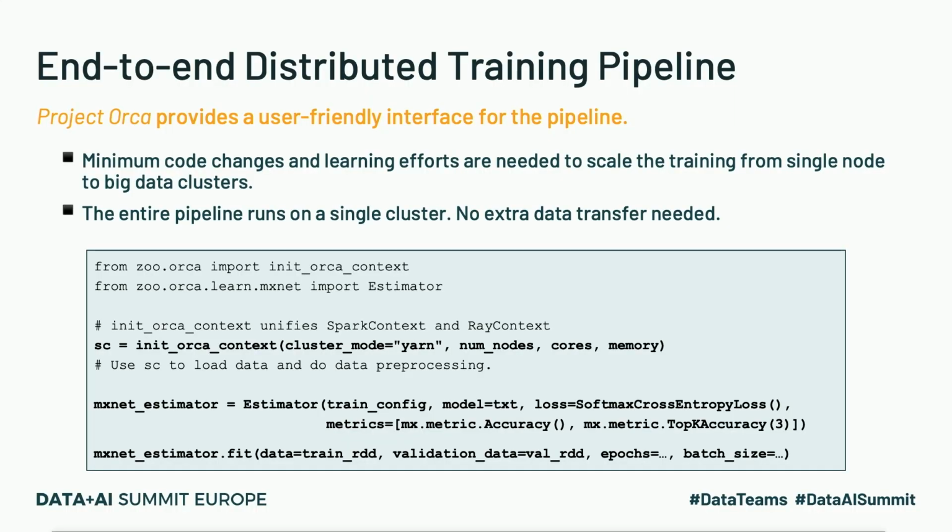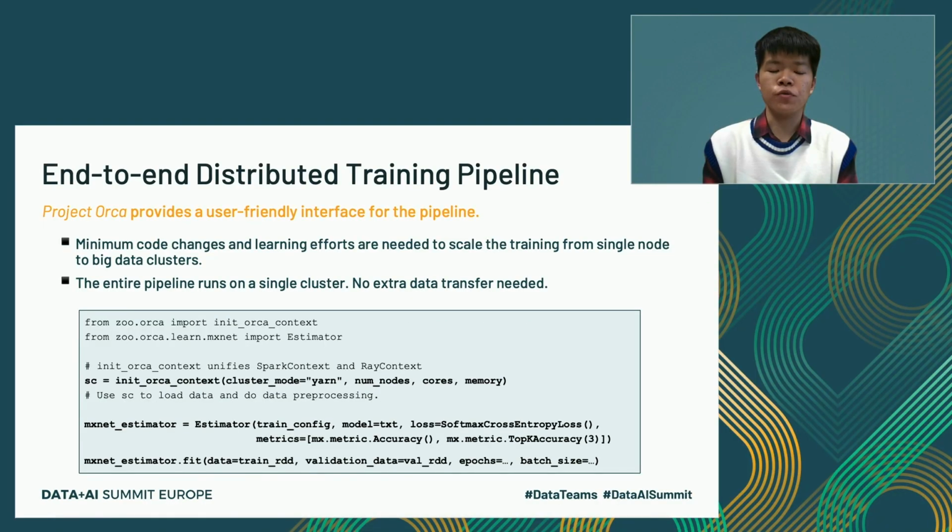So for the coding part, Project Orca provides a scikit-learn style estimator API for distributed MXNet training based on Ray on Spark. But for users, they actually do not need to know much about the details of Ray on Spark. They just need to import the corresponding packages in Project Orca and initialize Orca context for the cluster setup. When you initialize Orca context, you specify the cluster mode to be YARN, and you can also specify the amount of resources to be allocated for your application.